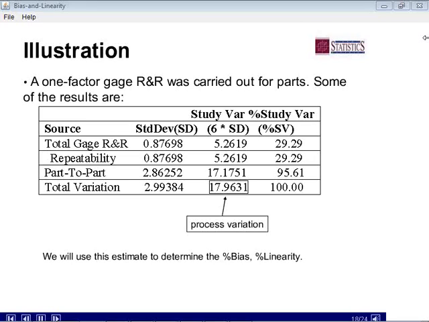But what I want to get your attention to is that value that's the 6 times SD of the study variation that you see there for total variation. That's the process variation that can be used to calculate the percent bias and the percent linearity. And that's what you want to get. This will give a more accurate estimate of variability than using any type of approach with the range, if this is possible to do.